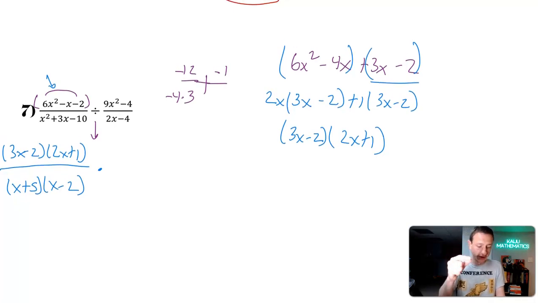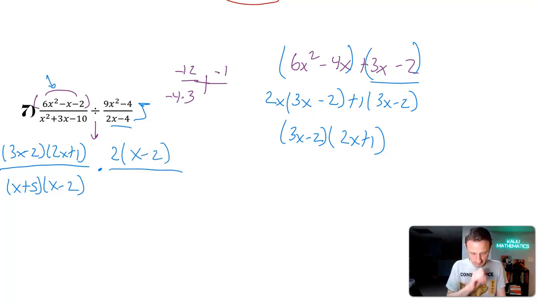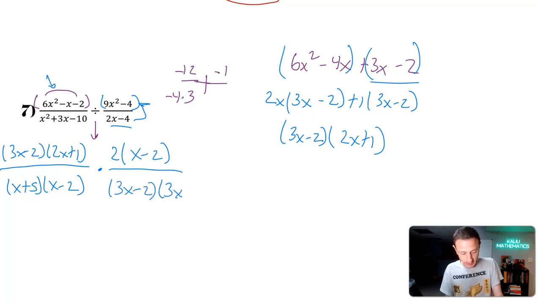Now remember, we're changing this division, take the reciprocal. So this one is coming up here, and I could factor out a GCF of 2. So 2 times x minus 2 over, and then this one, oh, this is a cool factoring right here. 9x squared minus 4. This is a difference of two squares because 9 is a perfect square, 4 is a perfect square, x squared is a perfect square. So this is actually going to be 3x minus 2 times 3x plus 2. That's pretty cool.